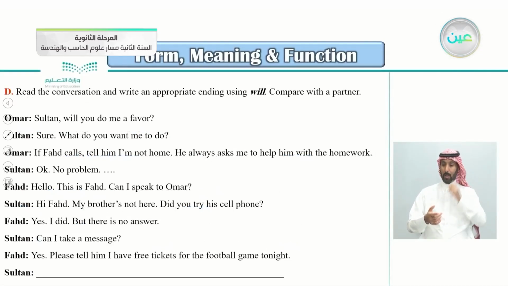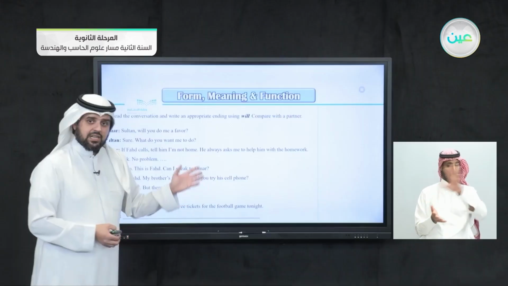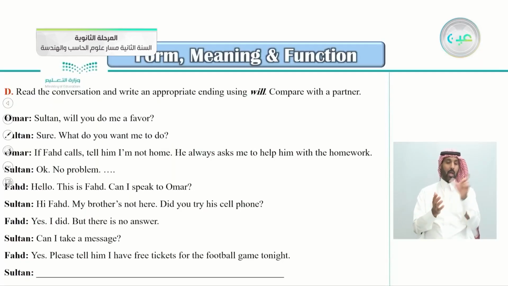Exercise D here, read the conversation and write an appropriate ending using will. Compare with a partner. So let's read the conversation between Umar and Sultan.